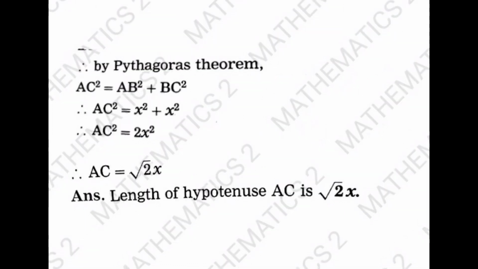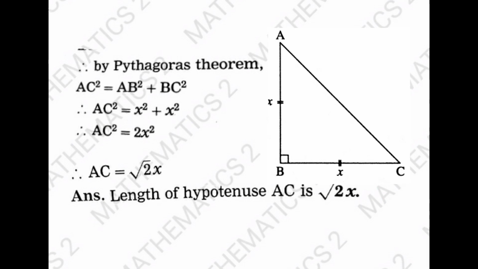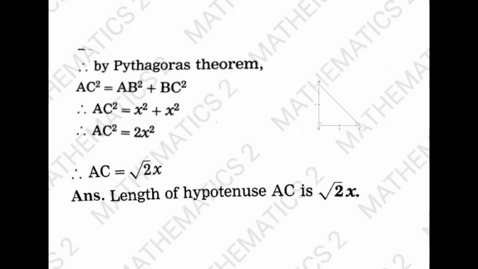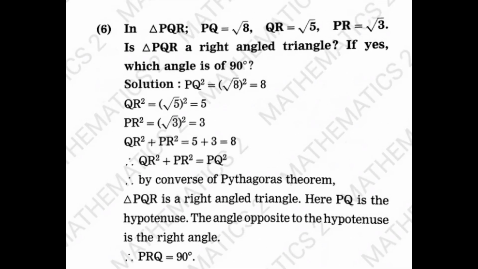So we'll consider triangle ABC. Angle B is 90 degrees. By Pythagoras theorem, AC square is equal to AB square plus BC square. AC square we don't know, we have to find that out. AB and BC are congruent sides with length X. So AC square is equal to X square plus X square, and therefore AC square is equal to 2X square. Taking square root, AC is equal to root 2 X, and therefore the final answer: the length of hypotenuse AC is root 2 into X units.